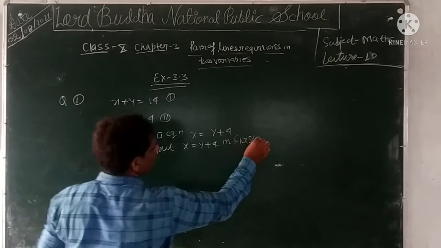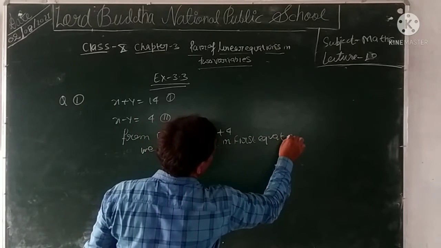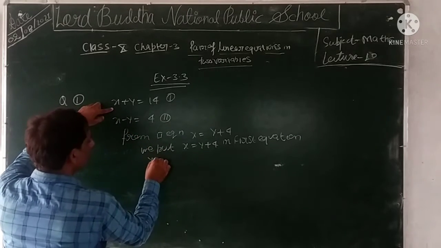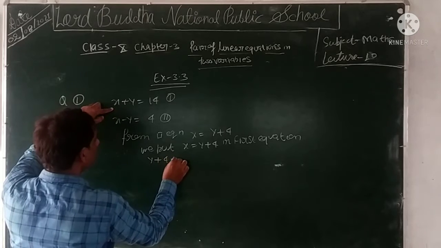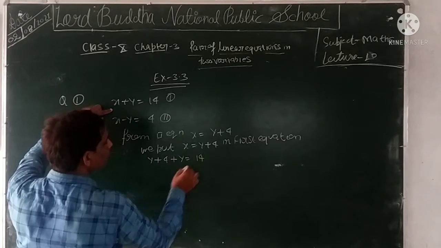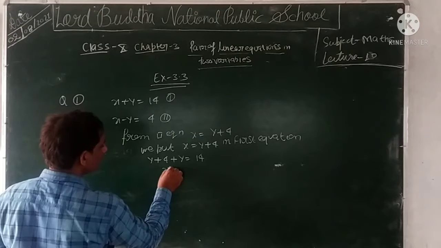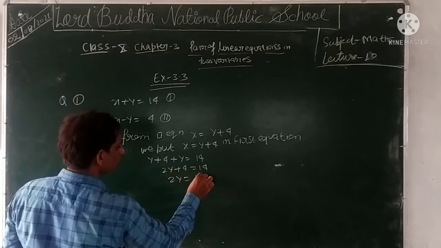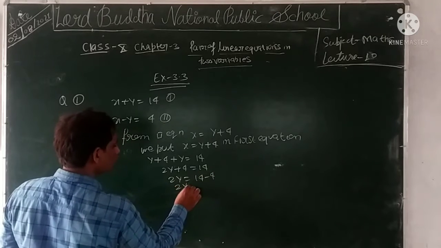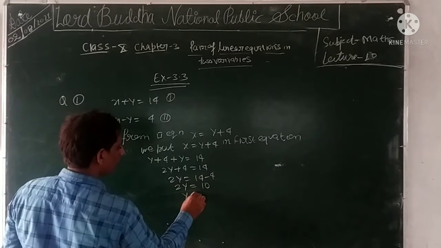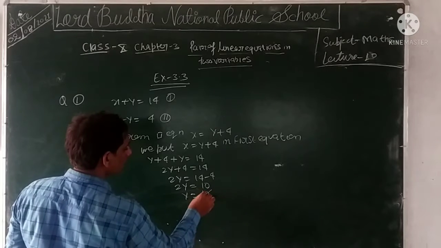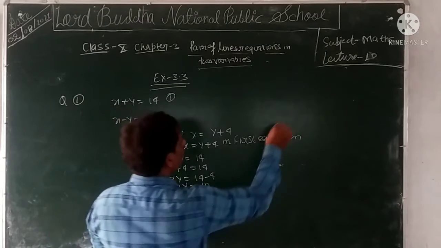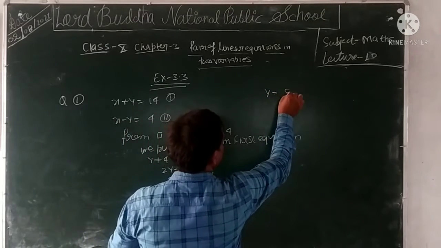In the first equation, see that in place of x we put y plus 4. So y plus 4 plus y equal to 40. y plus y is 2y, plus 4 equal to 40. So 2y equal to 40 minus 4, 2y equal to 10. So y equal to 10 upon 2, which is 5. Now, y equal to 5.